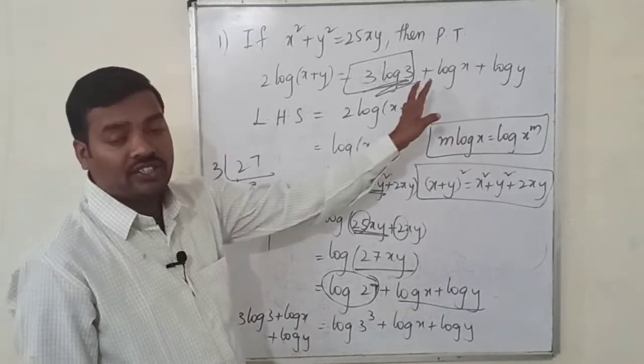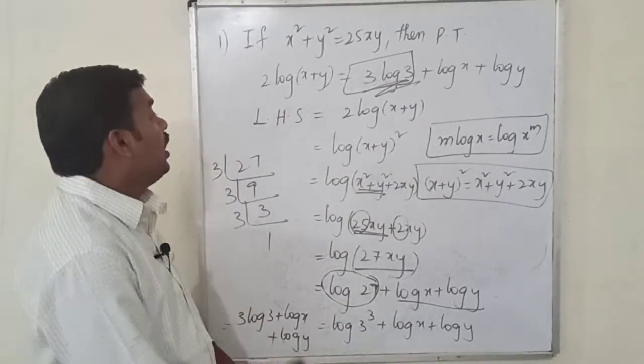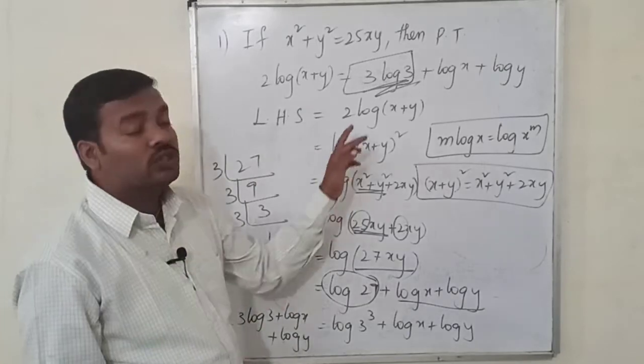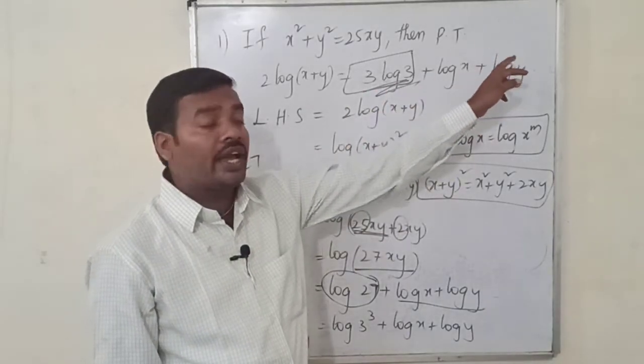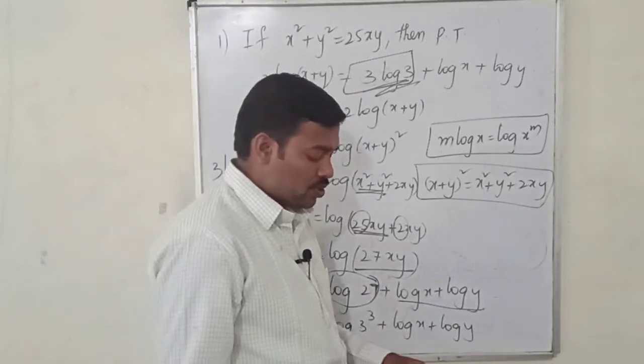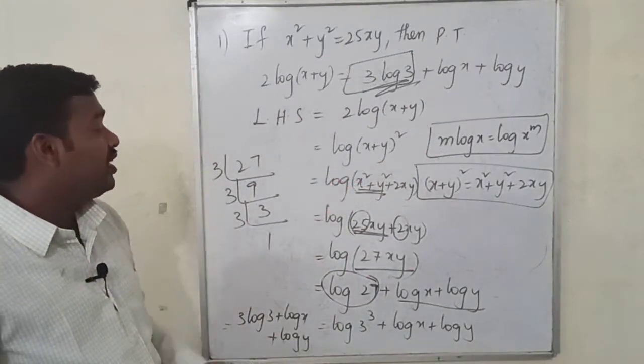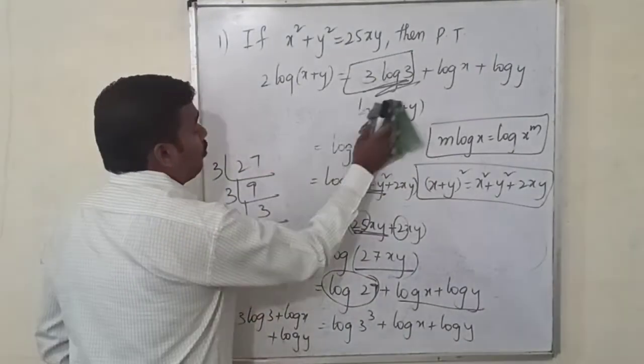Which is equal to our RHS. LHS is equal to RHS, hence proved that 2 log (x plus y) is equal to 3 log 3 plus log x plus log y if x square plus y square is equal to 25xy. We just need to apply the known formulas here and solve the problem.